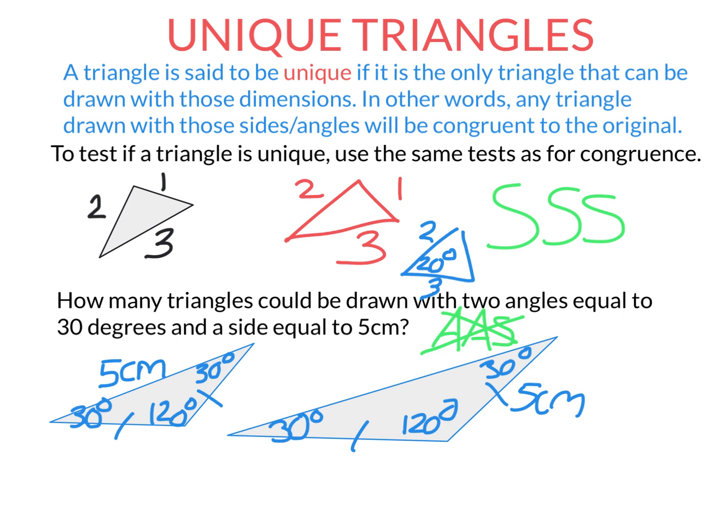If I said to you, how many triangles could be drawn with two angles 30 degrees and the shortest side was 5 centimeters, then it'd be unique by the AAS test because I've given you two angles and a corresponding side in each triangle. But because in this question I didn't make that the 5 had to be corresponding, I can't use the AAS test. These triangles are not unique. We have two triangles with these dimensions drawn that are not congruent.